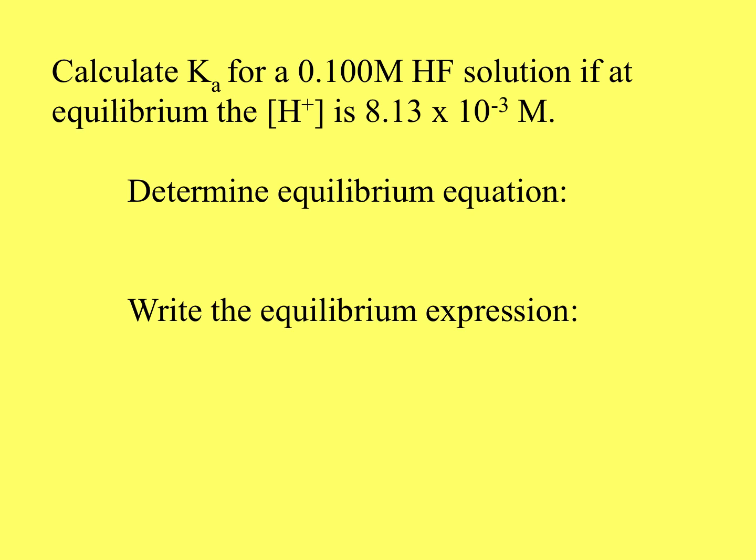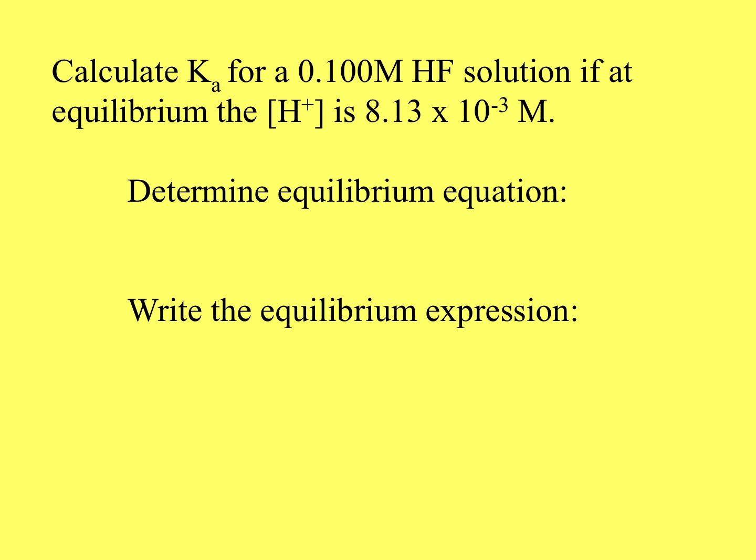So let's take a look at a sample problem right here. Calculate Ka for this HF solution if at equilibrium, the H plus is 8.13 times 10 to the negative 3 molar. We're going to talk a bit more in the acid-base unit about what Ka is, but just think of this as a variation of the equilibrium constant K, except it deals with acids and bases, in this case specifically the equilibrium involving the acid. And this is just a sample problem of how this works.